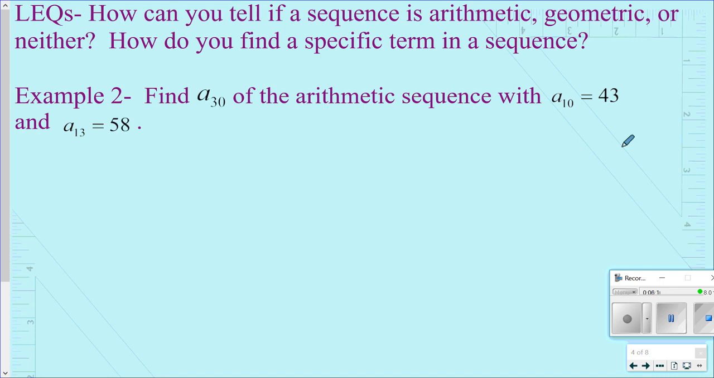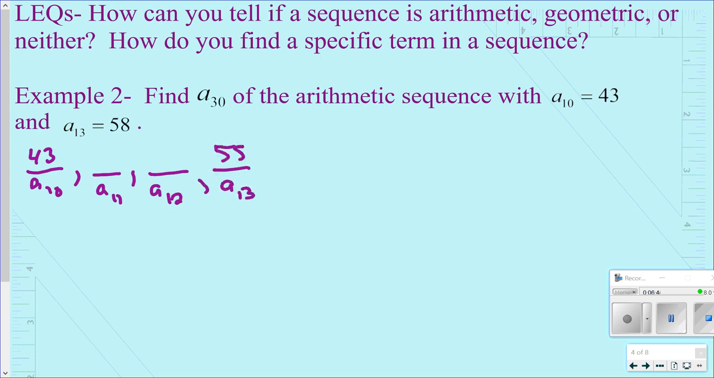We'll figure it out. Now, I'm noticing the 10th term and the 13th term are kind of close together. We talked about this last lesson, it sometimes helps to visualize here. So I'm going to draw myself some lines. This is the 10th term, which is 43. Then I don't know the 11th. I don't know the 12th. But I do know a sub 13 is 58. Again, sometimes it just helps to visualize it.